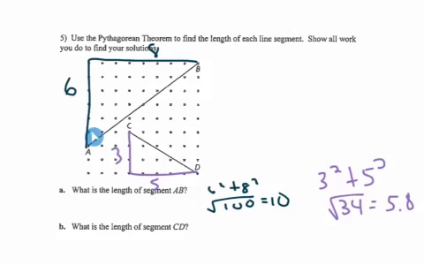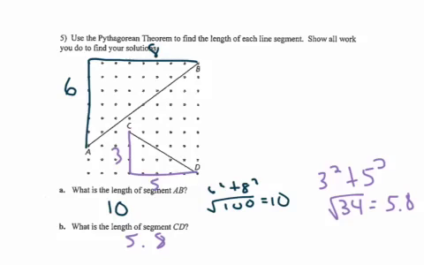So for line segment AB, which I have in the navy blue, your legs were 6 and 8, so you should have done 6 squared plus 8 squared, taken the square root to give you a final answer of 10. For line segment CD, your legs were 3 and 5, so here's my work over here: 3 squared plus 5 squared, and as always take the square root as your final step, and you would have had 5.8.